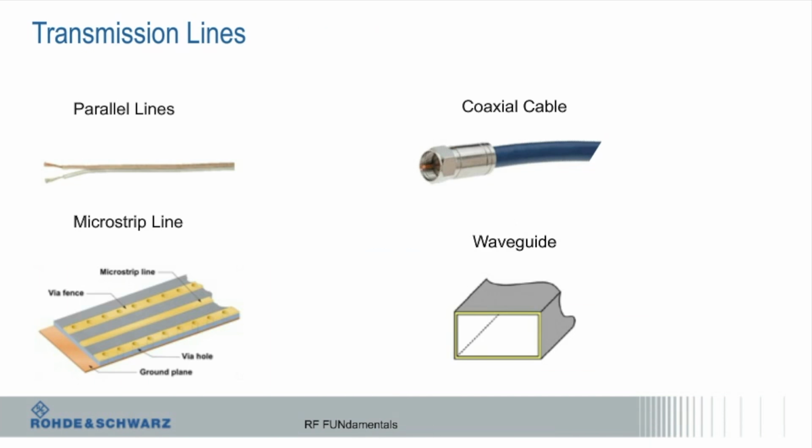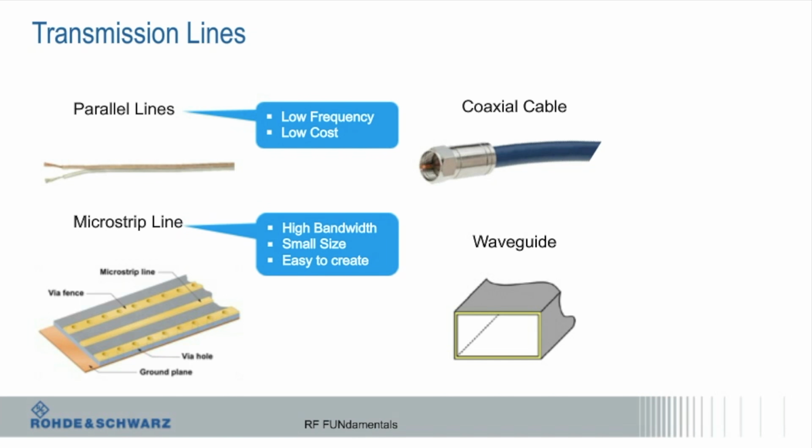Sorry, I like to wander a lot. Okay, so back to transmission lines. Typically parallel lines, you'll see this is kind of like speaker wire, for example, or even your plugs. Those are 60 hertz. You don't really care about the impedance changes along the line. You're just looking for a conductor.